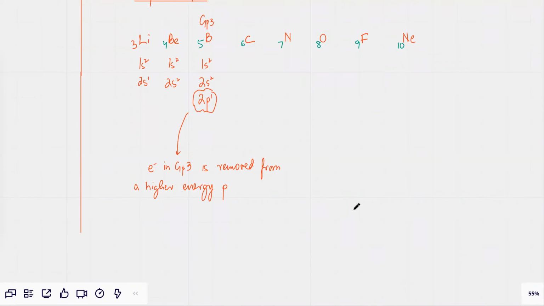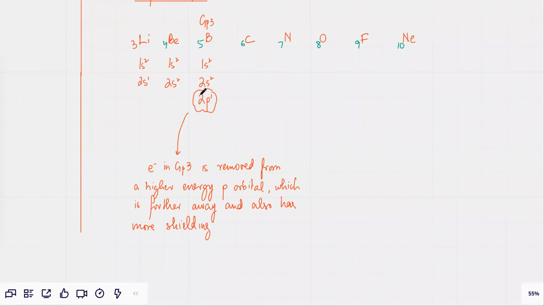Yes, sir. So the electron in group 3 is removed from a higher energy p orbital, which is further away. The 1s would be close to the nucleus, the 2s would be after that, and then you've got the 2p, which is slightly further away and also more shielded. Because for the 2p, the nucleus was already covered by the 1s and the 2s electrons. So the 2p is much further away. It comes after that, so there's more shielding.